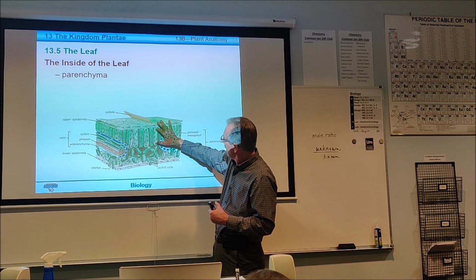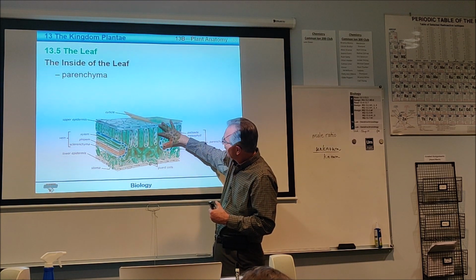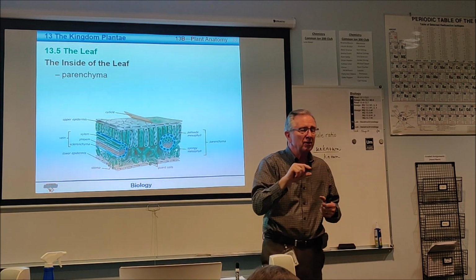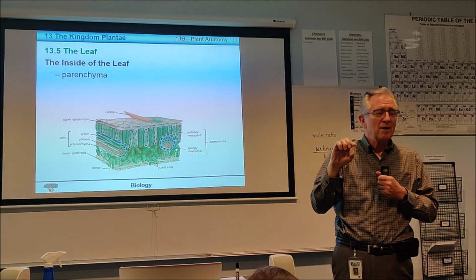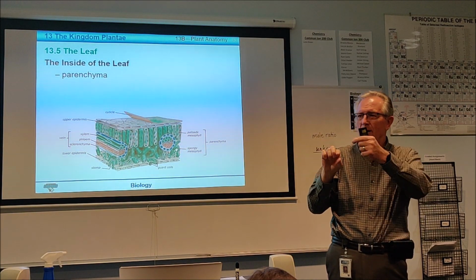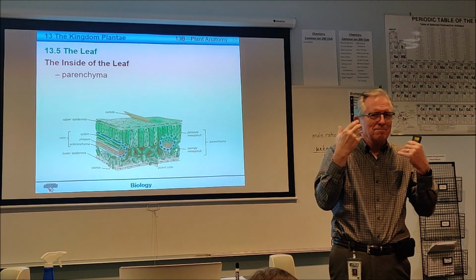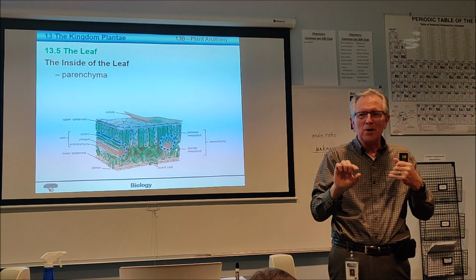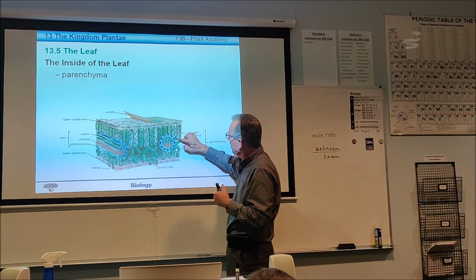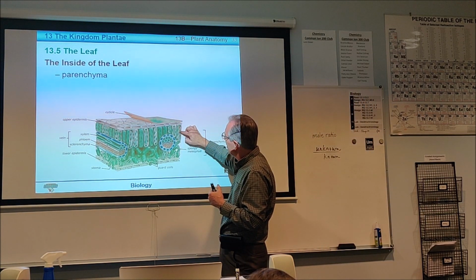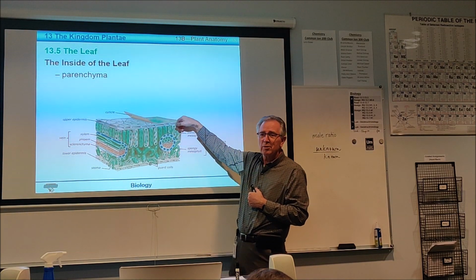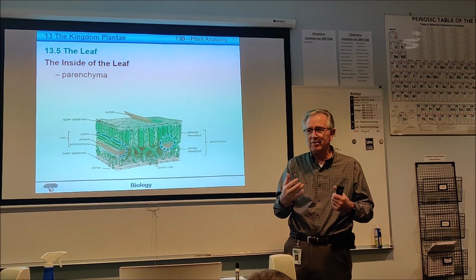Now, these palisade mesophyll are really tall and skinny, and they have these chloroplasts on the inside. And these chloroplasts are not just stuck in one spot. There's like a little miniature current going around inside of the palisade mesophyll. And so these chloroplasts will move up here to the top, and this is the direction the sun is shining. So those chloroplasts will get the bright sunlight.